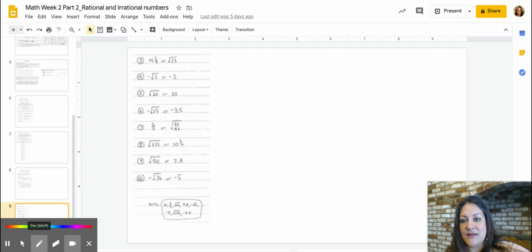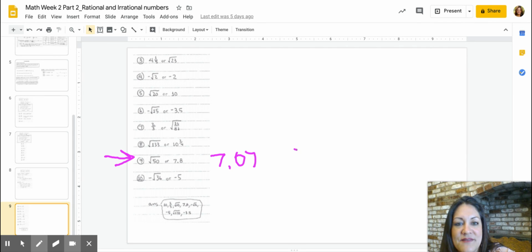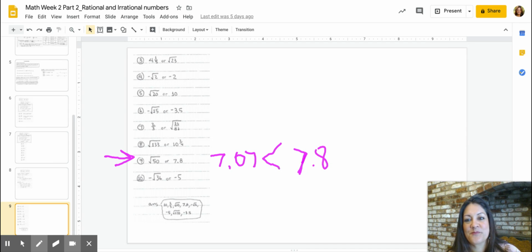Working our way, number nine. Square root of 50 or 7.8. Square root of 50 is close to square root of 49, which would be 7. If I were to work those out, of course, that gives me square root of 50 is 7.07, and we have 7.8, and 7.8 is the greater number. There it is right there. All right, last problem.